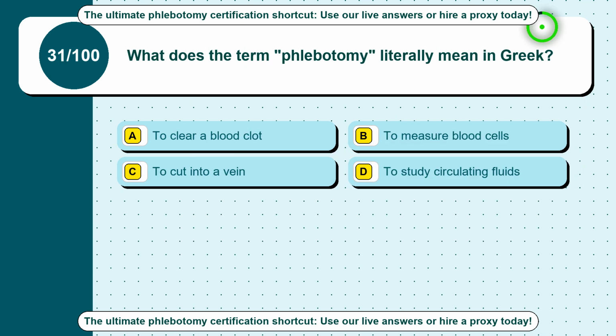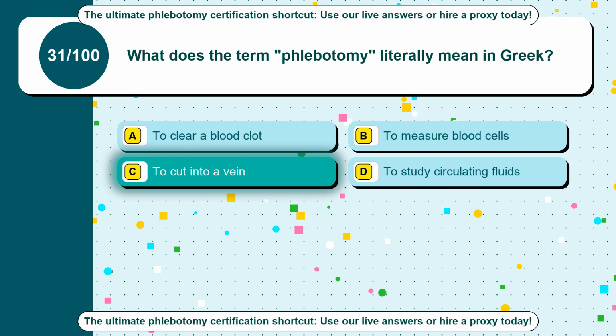Question 31. What does the term phlebotomy literally mean in Greek? Option A, to clear a blood clot. Option B, to measure blood cells. Option C, to cut into a vein. Option D, to study circulating fluids. The correct answer is option C, to cut into a vein.